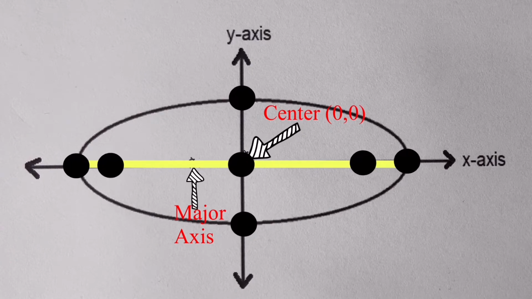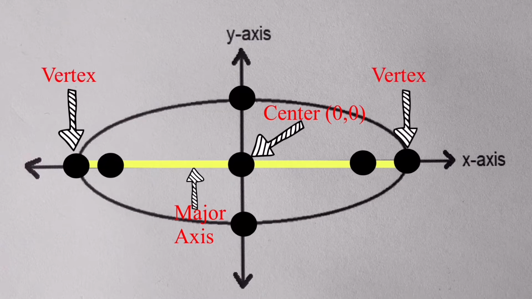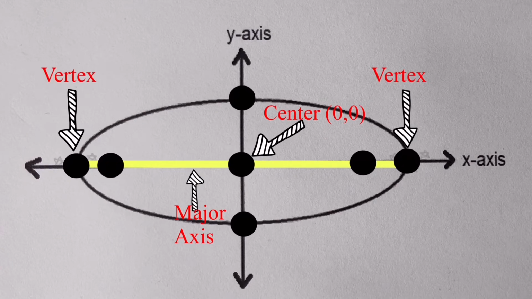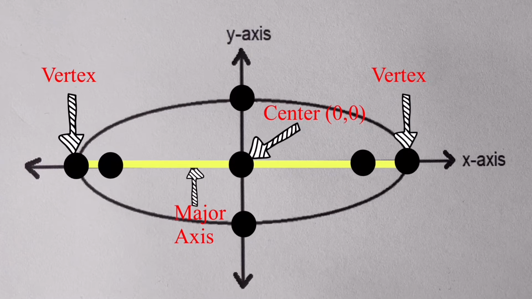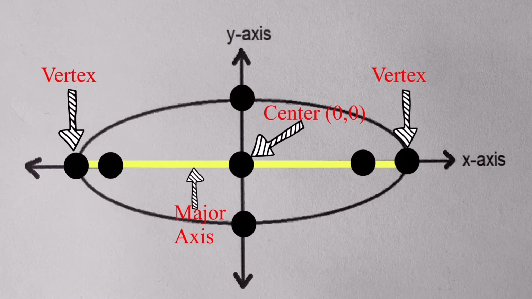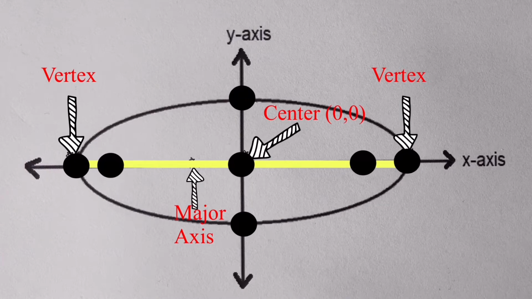So this means that both of these two dots that we have at the end of the major axis are the vertices. So one is the vertex and the other is the other vertex. The plural for that is vertices. So pretty much, a vertex is the end point of the major axis.